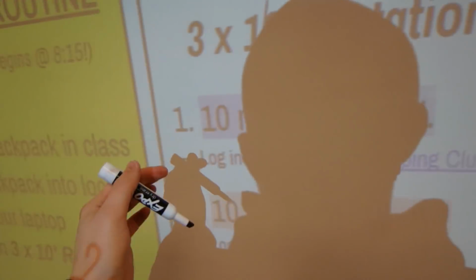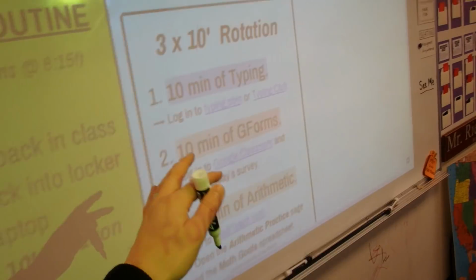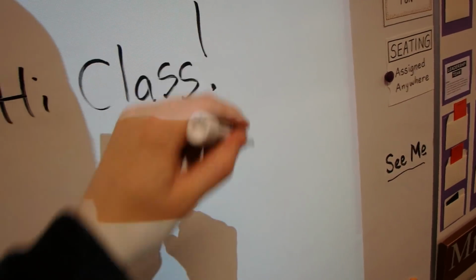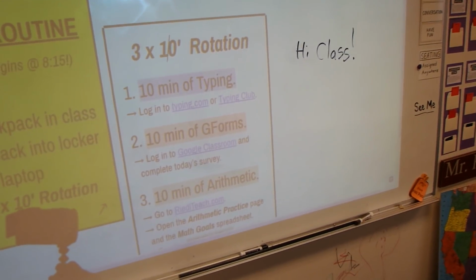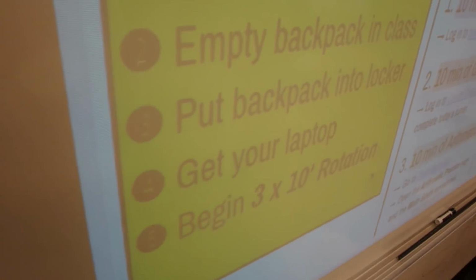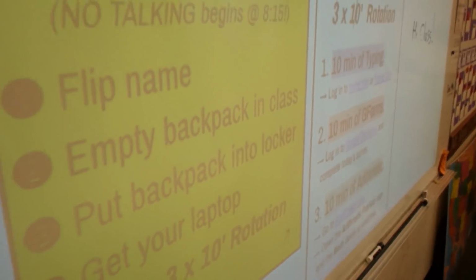For example, if I wanted to have this up on the board and I wanted to put a little message here, then I would write my message right there, and they would see that and they would see my message. So I know you can do similar things with the smart board, but this was just much easier for me.